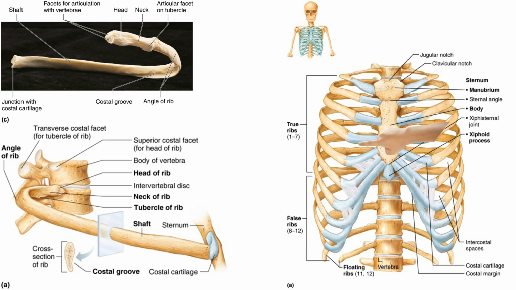True ribs. 1 to 7 are vertebrosternal ribs, attached to the sternum through their own costal cartilage. False ribs. 8 to 12. 8 to 10 are vertebrochondral ribs that attach to the sternum indirectly via the costal cartilage of rib 7. Floating ribs, because they are not attached to the sternum.